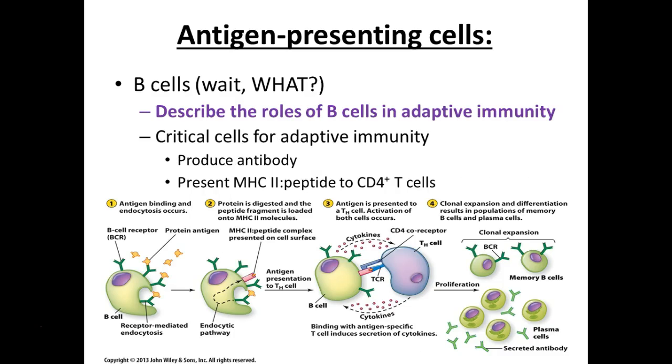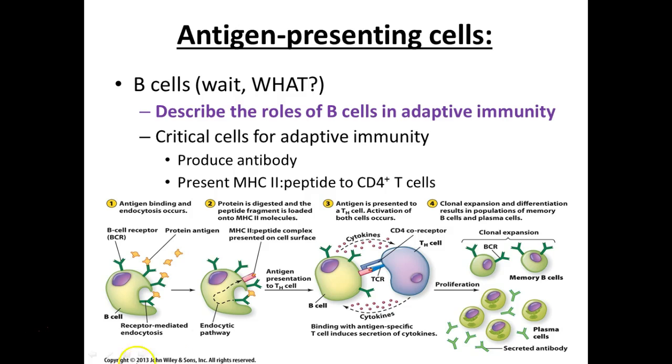B cells, they're antigen-presenting cells too. But again, antigen presentation isn't their main role, right? But it's necessary for their functionality. So what's their main role? Their main role is to produce antibodies, something we've only briefly talked about. In doing that, they need to be able to present antigen via MHC class II to helper T cells to get that help that they need.